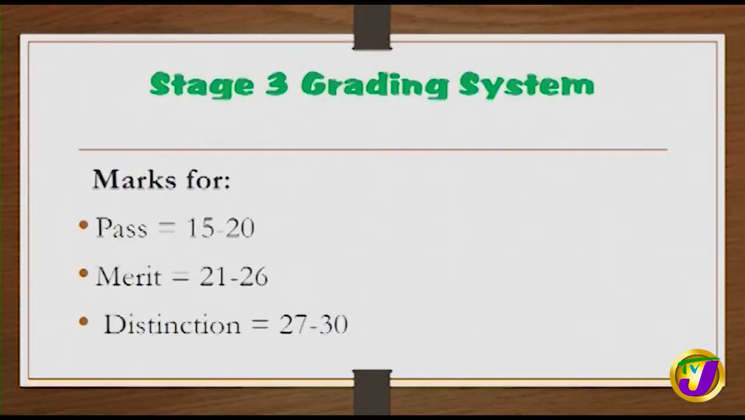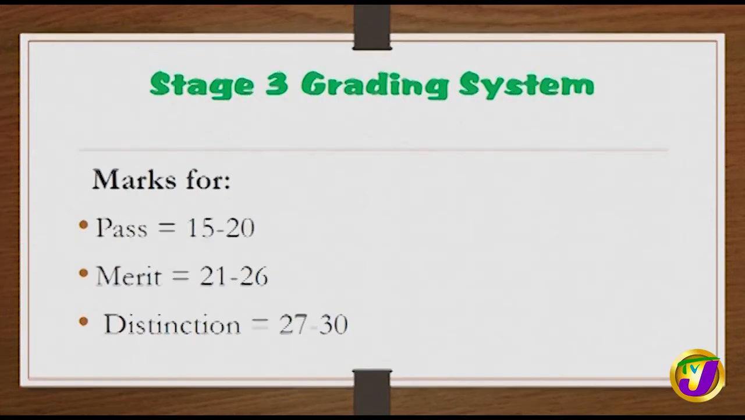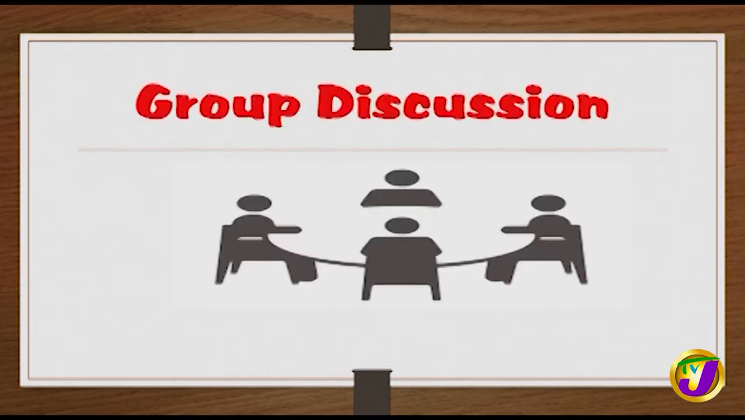At stage 3, 15 to 20 marks, that's a pass. 21 to 26 marks, that's a merit, and 27 to 30 marks, that's a distinction. All right, so we work for those distinctions.